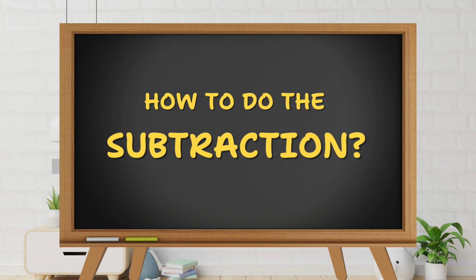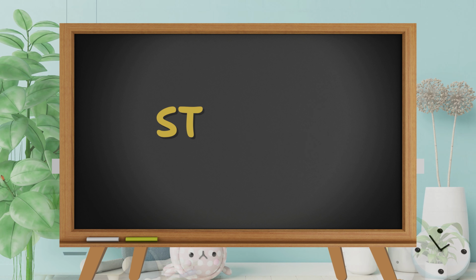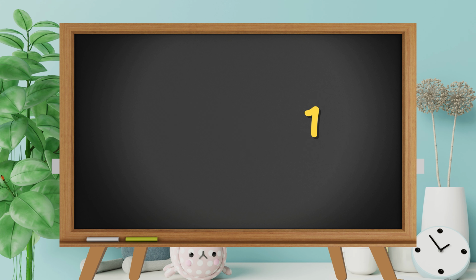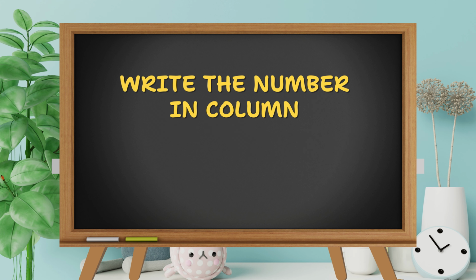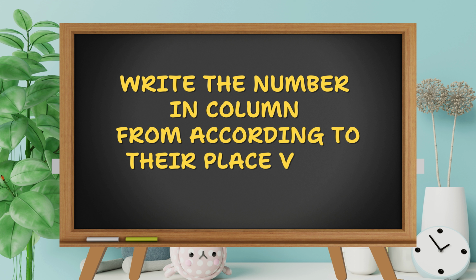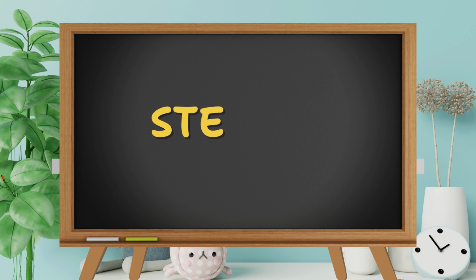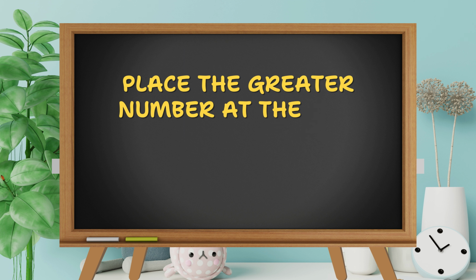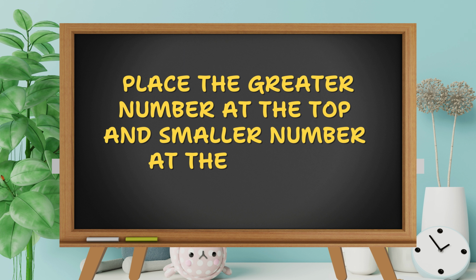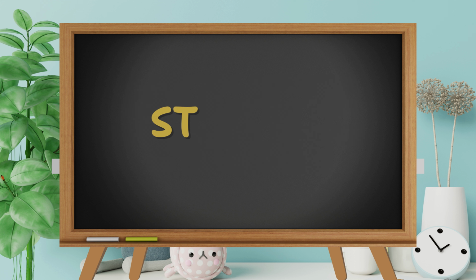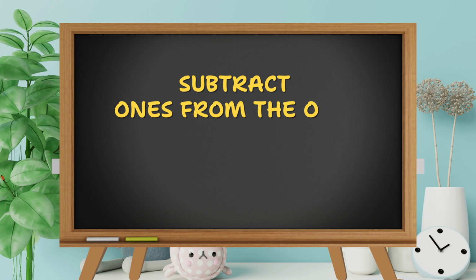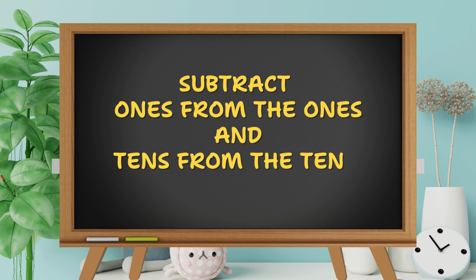How to do the subtraction? Step 1. Write the numbers in columns according to their place value. Step 2. Place the greater number at the top and the smaller number at the bottom. Step 3. Subtract ones from the ones and tens from the tens.